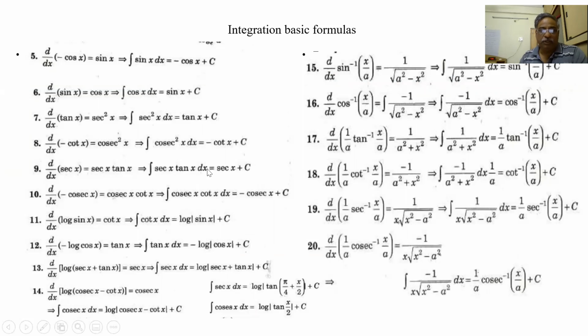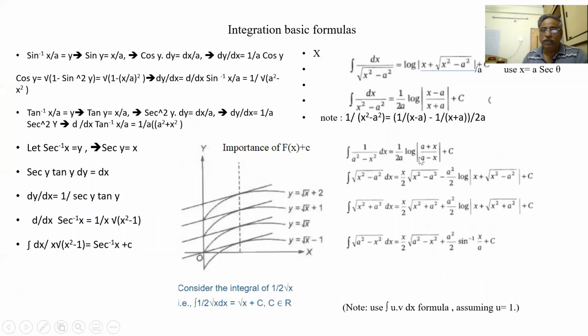Up to this we have covered the formulas. Now before going through these formulas, we will have a revision of this. Let us say what is sine inverse x by a. Let it be y. Sine inverse x by a be y. Then x by a is equal to sine y. So what is cos y?